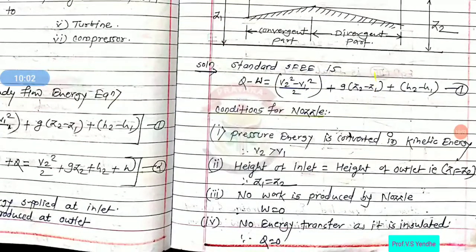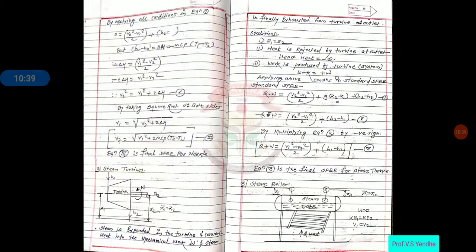So let us again see the conditions. First, the pressure energy is converted into kinetic energy within a nozzle, so KE2 is greater than KE1, so V2 is greater than V1. Then the height of the inlet is equal to the height of the outlet, so Z1 is equal to Z2. Then no work is produced as there are no rotating parts, so W is equal to 0. Then no energy transfer because the nozzle is completely insulated from outside, so Q is equal to 0.